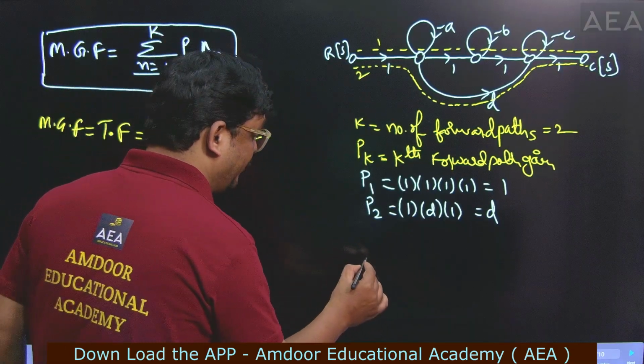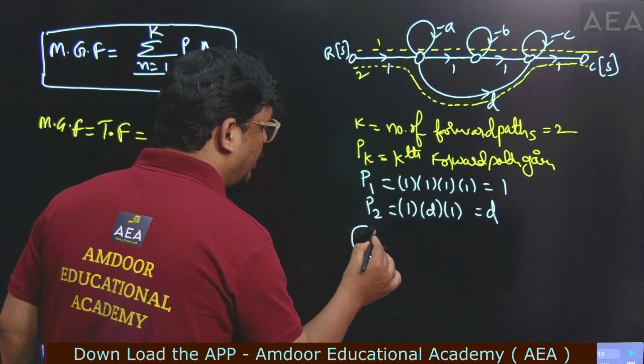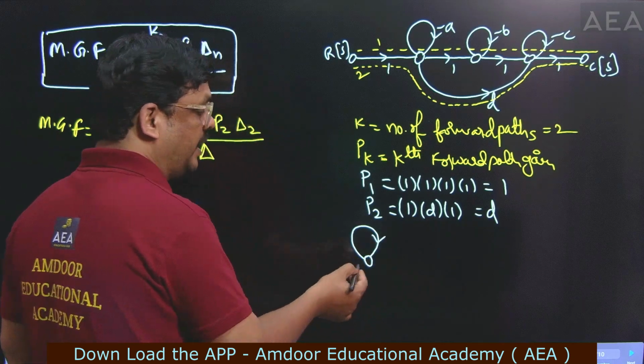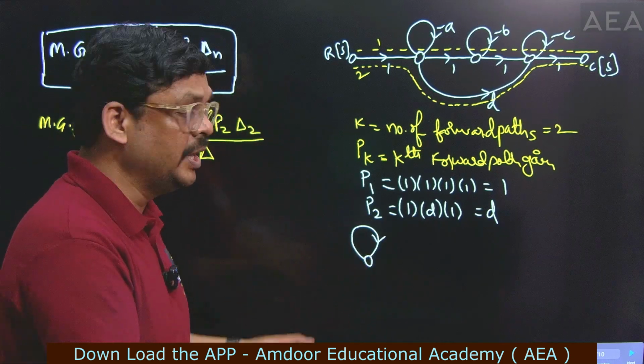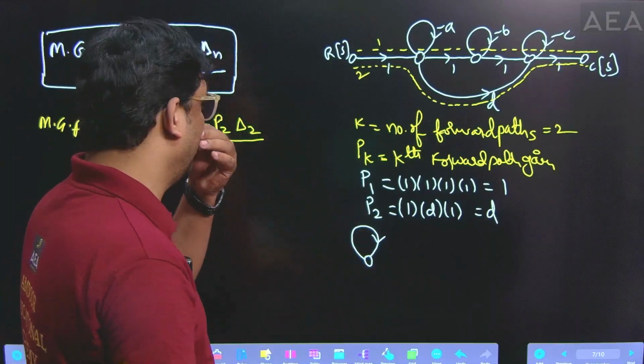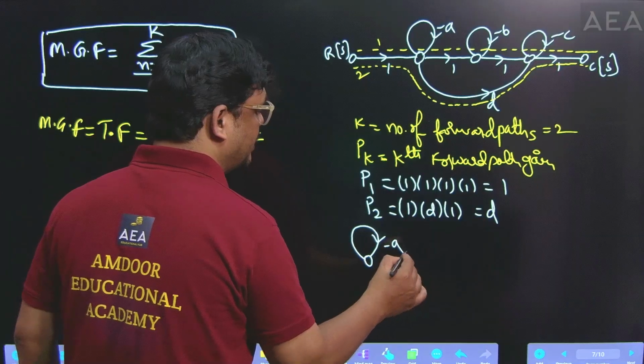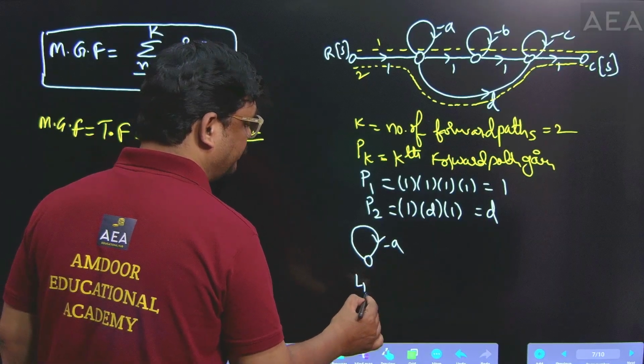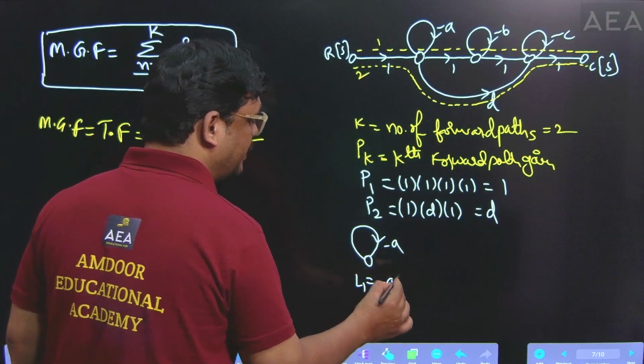Now this loop is a self loop because it has only one node. That node acts as the starting node and ending node. That's why this is called a self loop. So what is the gain of this one? Minus C. Let us assume this is loop 1. This loop 1 gain is minus C.